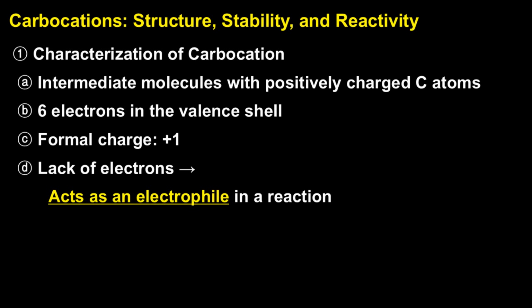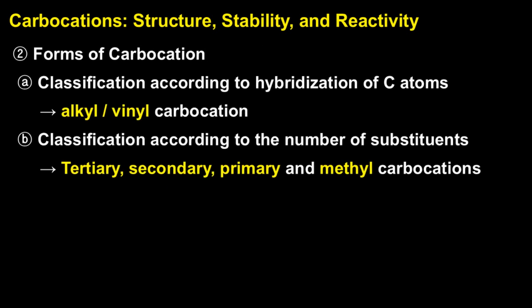In fact, they're strong electrophiles. They're basically on the hunt for electrons, which is why they're often attacked by nucleophiles, or species that are rich in electron density. Before we dive into the actual structures, let's quickly go over how carbocations are classified. There are 2 main ways to classify them. One is by hybridization, and the other is by how many substituents are attached to the positively charged carbon. Alkyl and vinyl carbocations differ in hybridization, and that directly affects their stability. Also, carbocations can be classified as methyl, primary, secondary, or tertiary, depending on how many alkyl groups are attached.